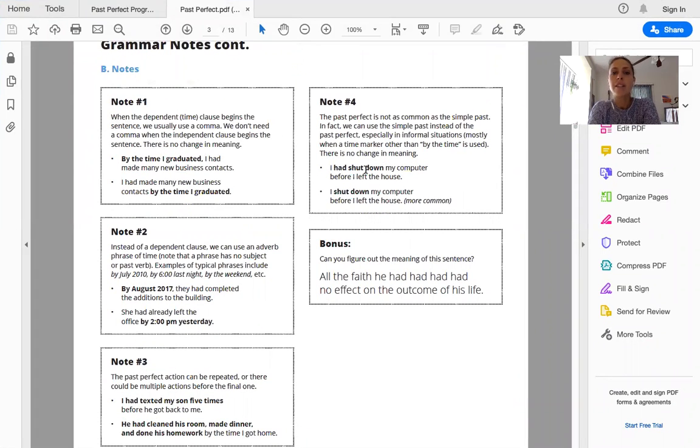Perfect. And note 4 is kind of what I already talked about. The past perfect is not as common as the simple past. Instead, we use the simple past more often. So instead of saying, I had shut down my computer before I left the house, normally we just say, I shut down my computer before I left the house. So just a star there. In case this is difficult for you, just remember that most of the time we'll be using the simple past.